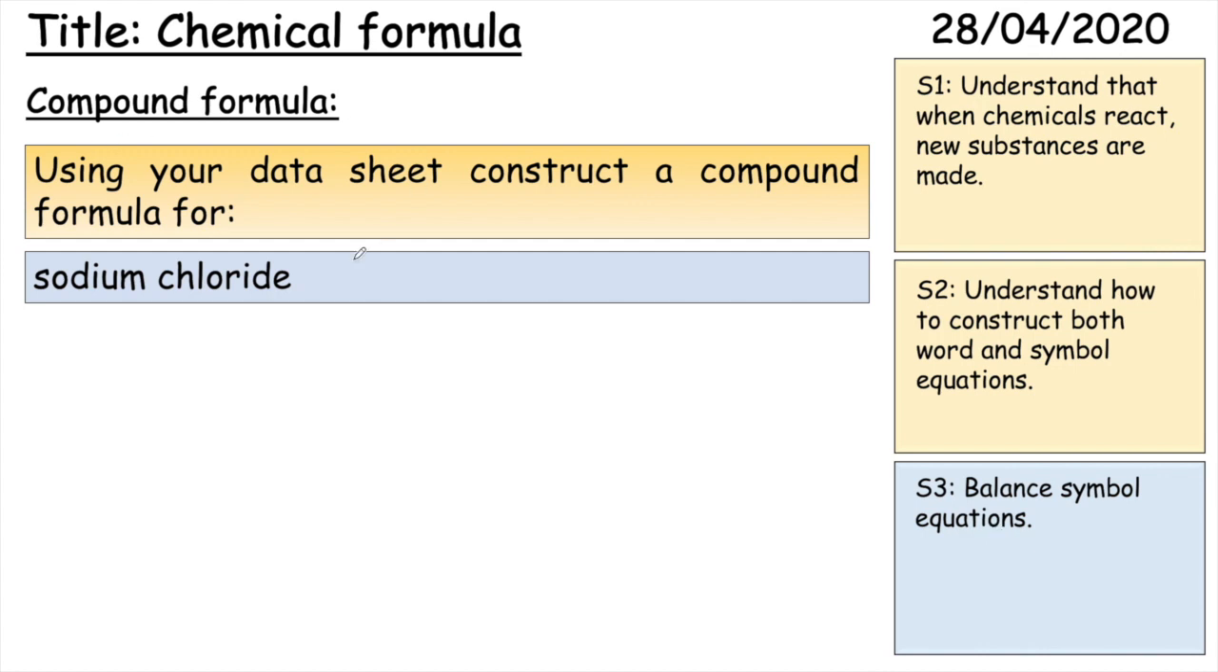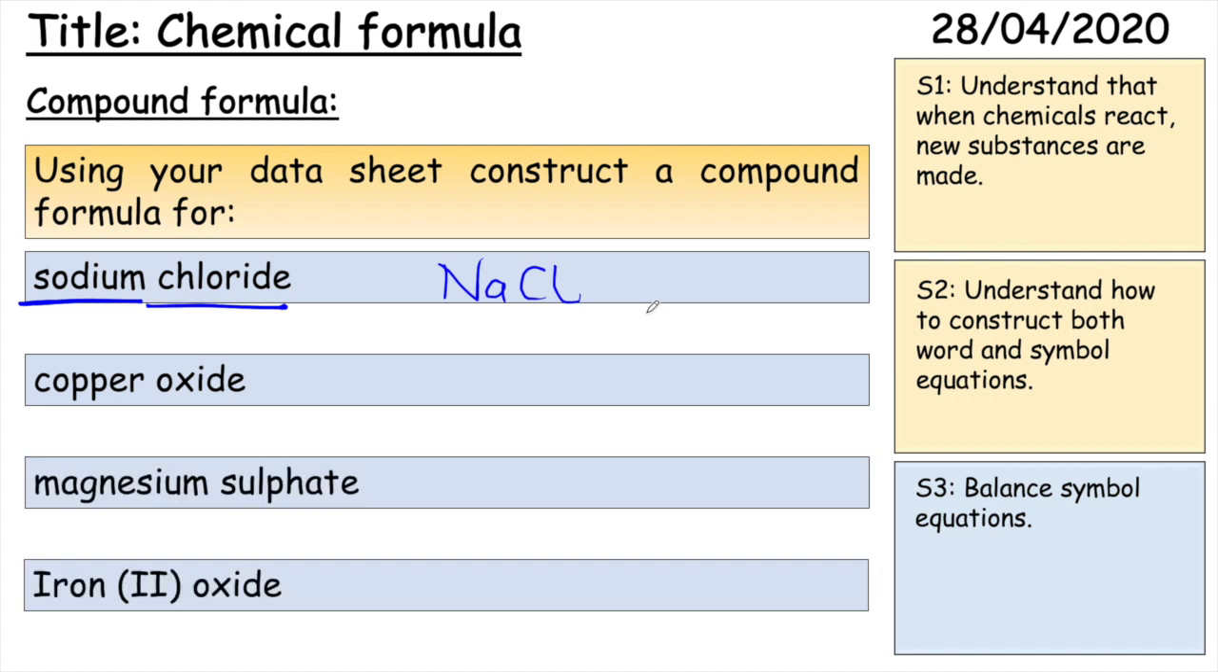If you use your data sheet and look down the first name column and the last name column, you'll be able to construct a formula for this compound. So sodium, the symbol for sodium is Na, and the symbol for chloride is Cl. So here's a couple for you to have a go at. Pause the video and then unpause for the answers.